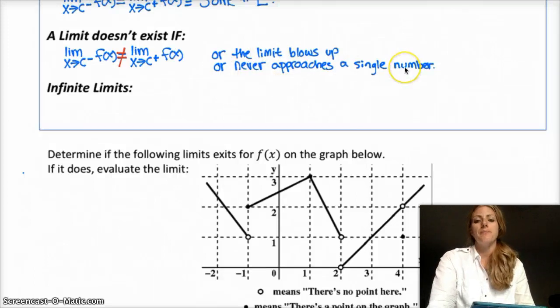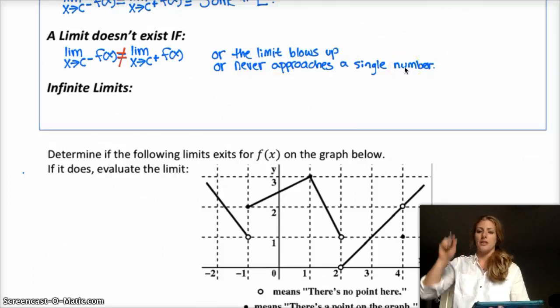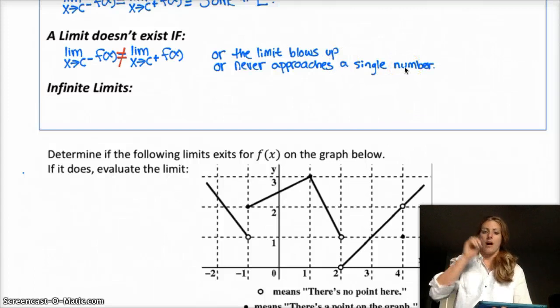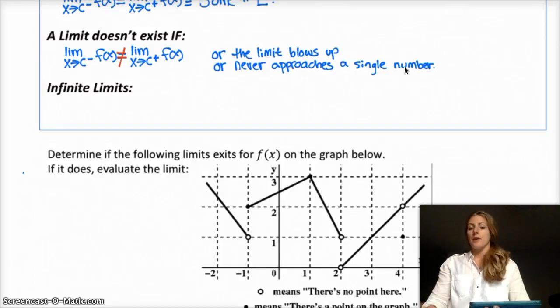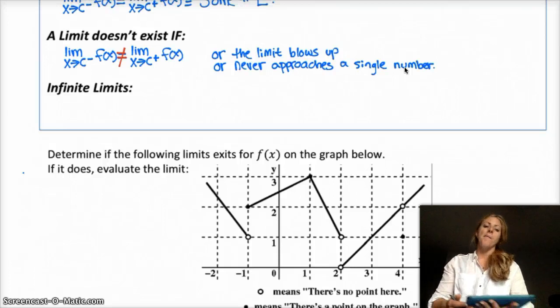And then sometimes you'll see a function that oscillates and never approaches a single number. It never levels off, and that would also not have a limit.